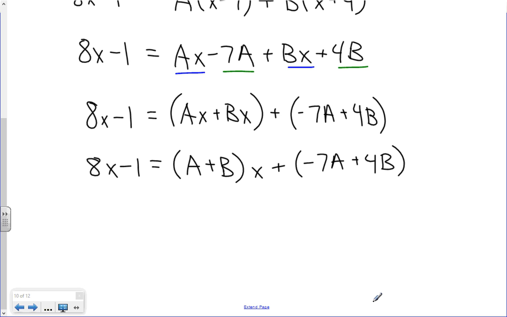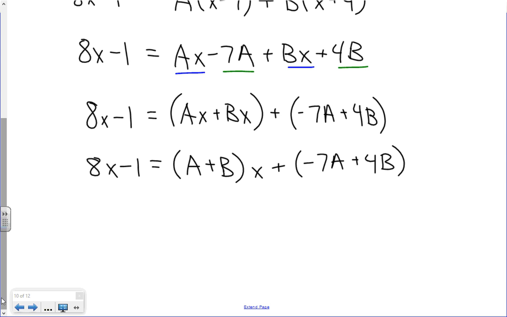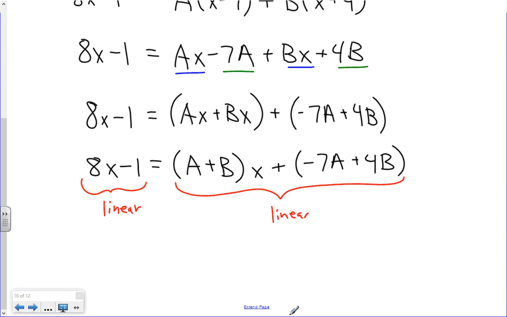Now, if you look closely at what we've got here, over on the left side of this equation, I've got 8x minus 1. That right there would be classified as a linear expression. It's in the form of mx plus b. If you look closely at what I've got over here on the right side, I've got some number times x plus some other number. That's also in the form of mx plus b. This would also be linear in form. I've got two linear expressions that I'm setting equal to each other.